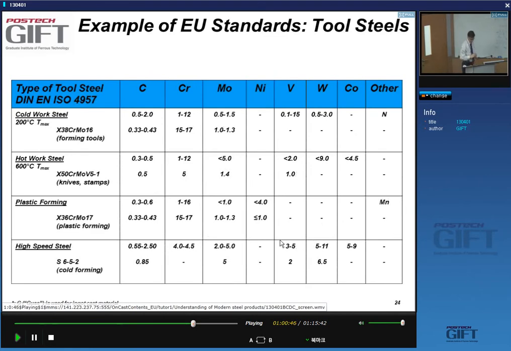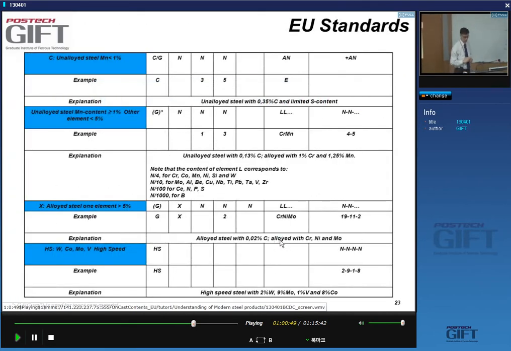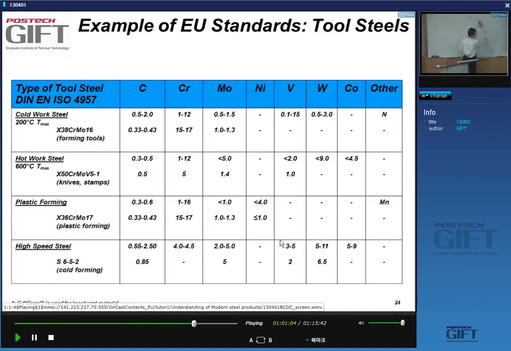So this is tungsten, moly, vanadium, and cobalt. All right. So here, for instance, we have examples of tool steels, steels that we use to make presses. Yeah? So you put them in presses so you can form plastics or whatever, metals.